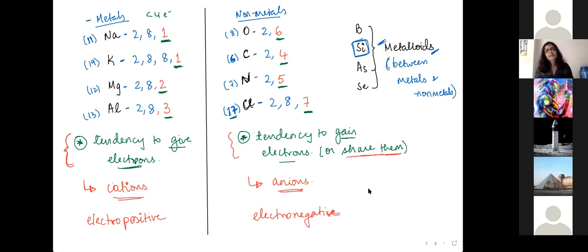So that is why, if you talk about barium here, will barium be a metal or a non-metal? Metal. So where have you come across barium before? Barium sulfate, BaSO4. From the salt. Correct. And what sort of ion does barium form here? Cation. Cation, right? So cation means it's basically a metal.